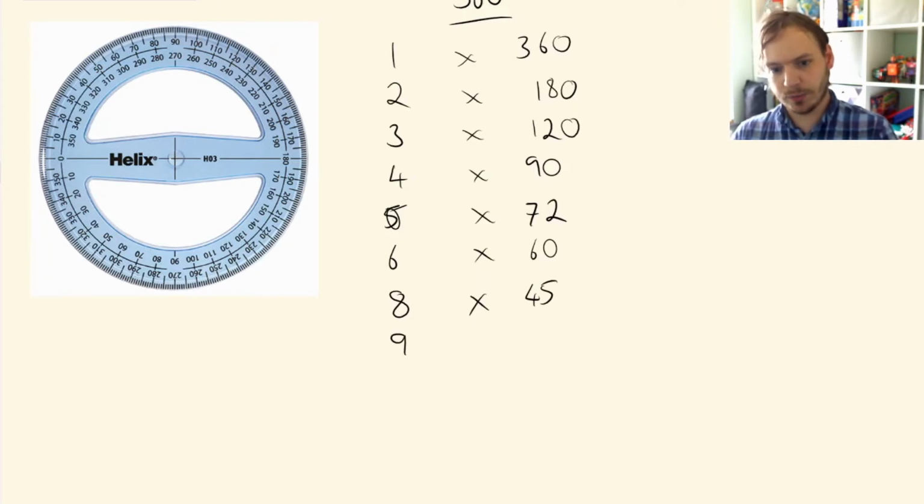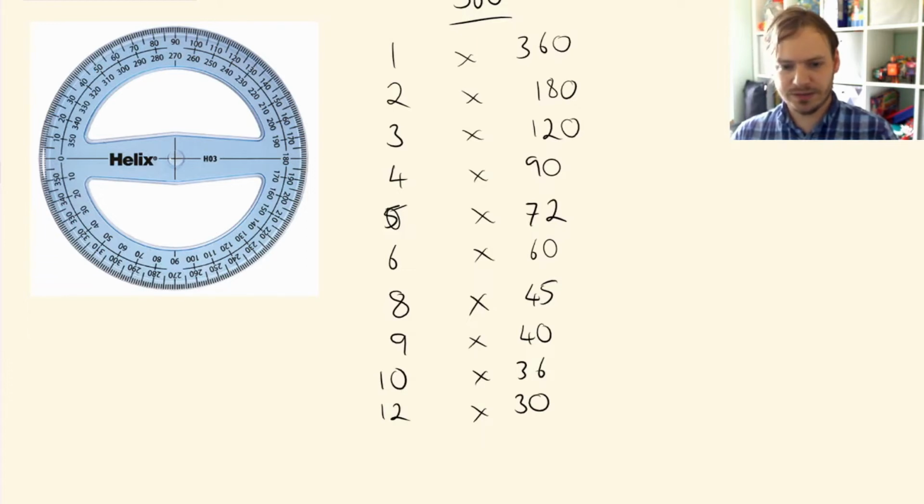I can do 9 as well. It's 9 times 40. I can also do 10. It's 10 times 36. I can't do 11, sadly, but I can do 12 because it's 12 times 30. 13 and 14, they're no good, but 15 works again. 15 times 24, I think. 16 is no good, 17 is no good, but 18 also works. 18 times 20. And that is a complete list.